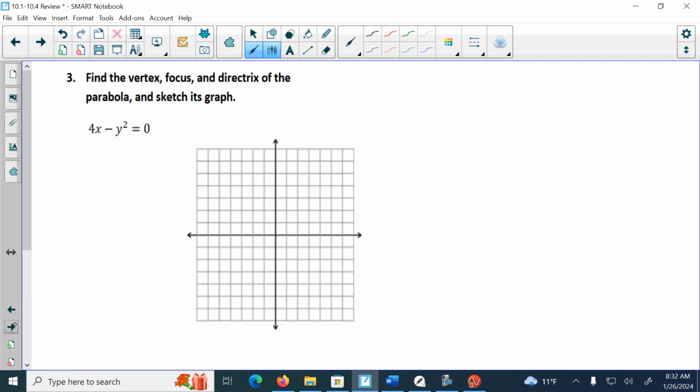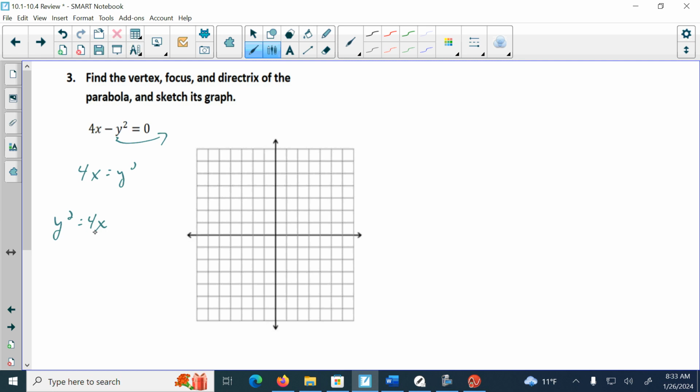Moving on to the next one, find the vertex, focus, and directrix of the parabola. So again, when I write this, I want the y squared on one side by itself with a coefficient of 1. So I'm just going to bring this over here. So I have 4x is equal to y squared. If you want to write it as y squared is equal to 4x, you can, because that's the format that we were given, where the x squared was on one side by itself on the left.